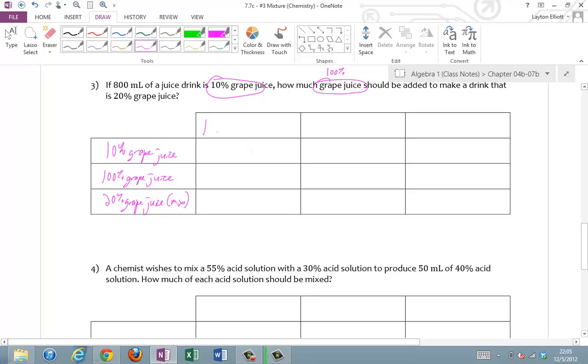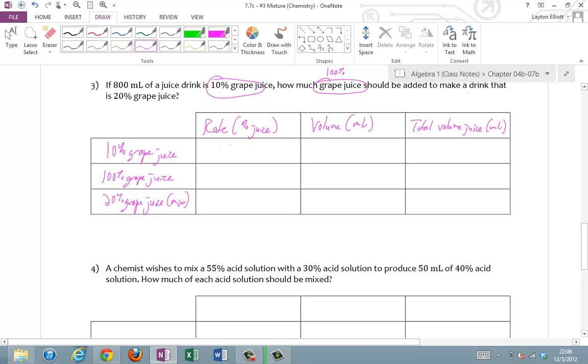We're going to start with the rate. That's going to be percent juice. Then this is going to be the volume in milliliters. And then we have a total volume. And that's in milliliters.